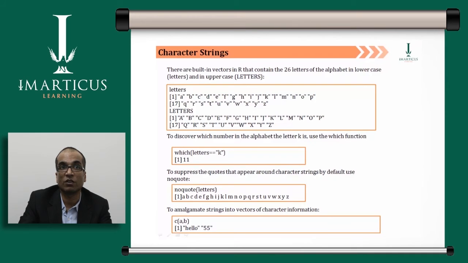To amalgamate or concatenate strings into a vector of character information, you can use c(a, b). We have used this previously, right? That's where you are pushing both of them together. So a is a character vector which has hello, b is a character vector which has the number 55 saved as a character. When you concatenate, both of them are combined together.